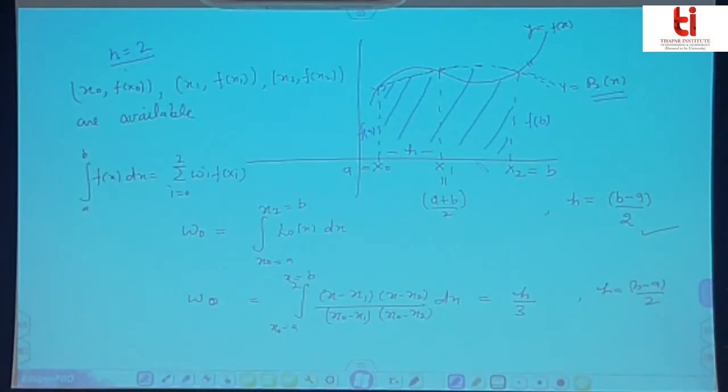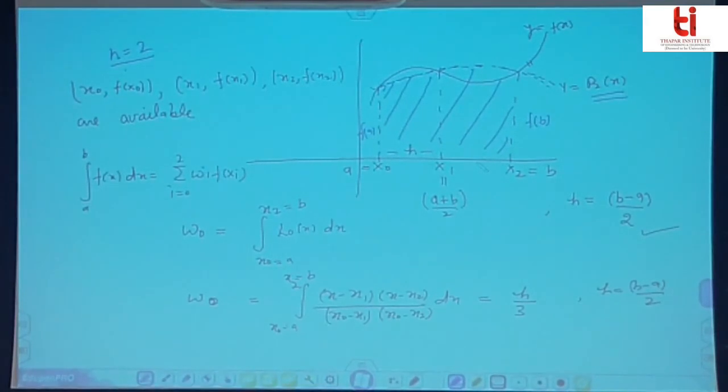So what we have done in numerical integration is approximate the function f(x) with the help of a polynomial. When n equal to 1, we are approximating it by a first degree polynomial, that is a straight line. For n equal to 2, we are approximating the function y equal to f(x) by a second degree polynomial, that is the parabola, and then we are integrating that function.